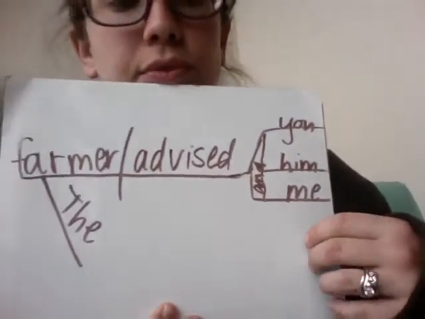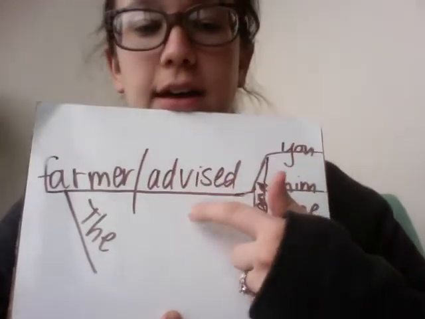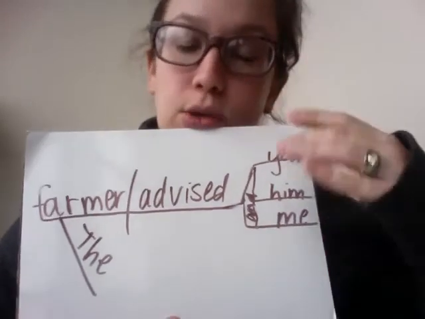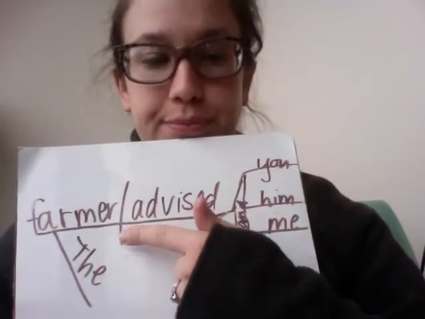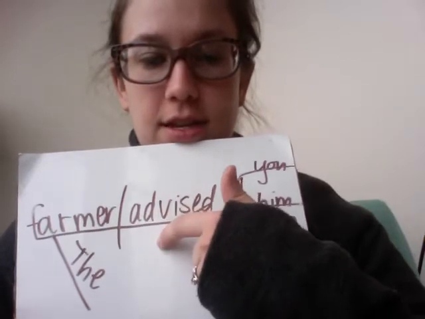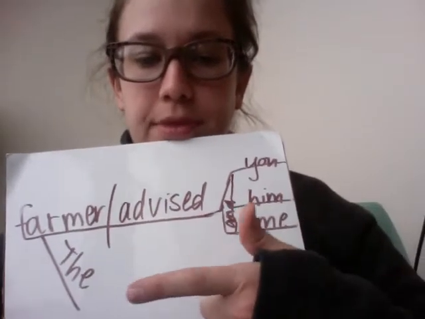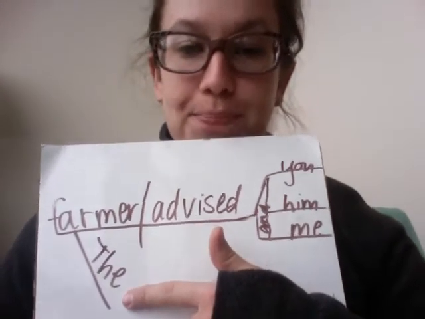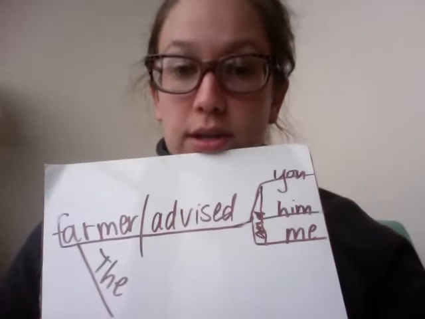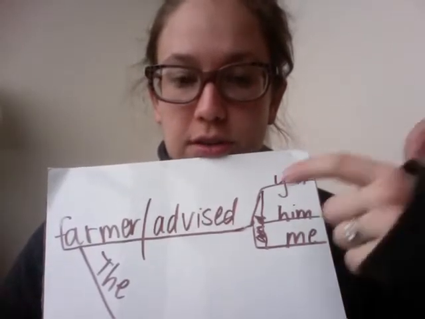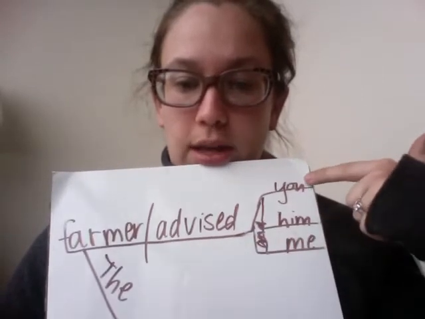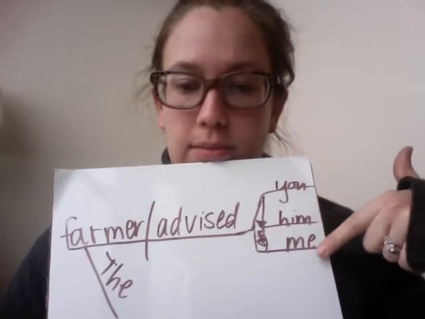Okay. Our verb, advised. That's where we start. Who advised? Who's our subject? Who did the advising? The farmer. So farmer. Farmer advised. Which farmer? The farmer. So that's an adjective that describes farmer. Advised who? Who is our direct object? Who's receiving the advice? Advised you, him, and me.